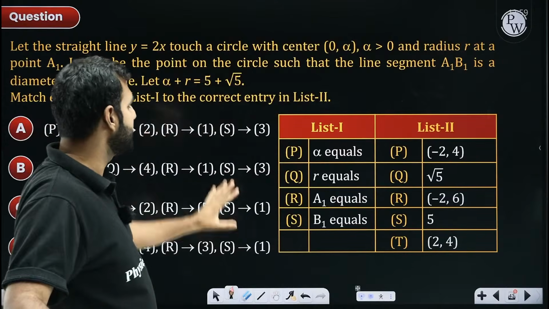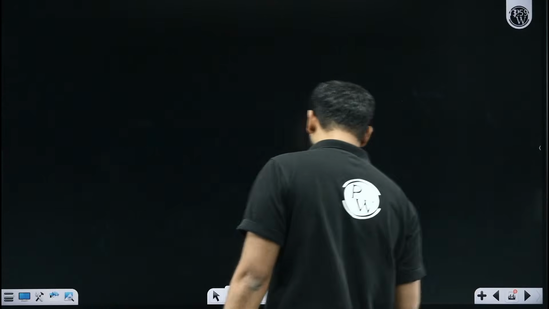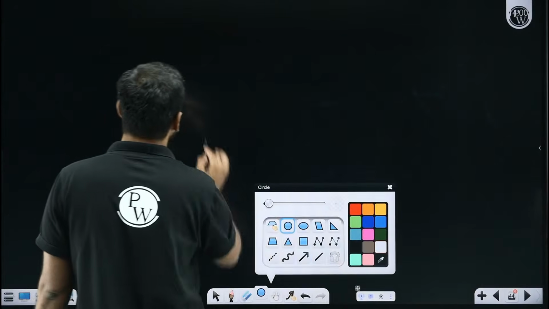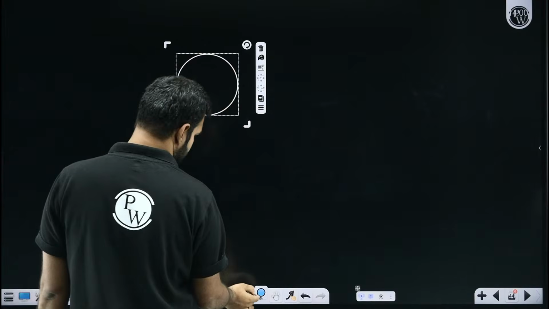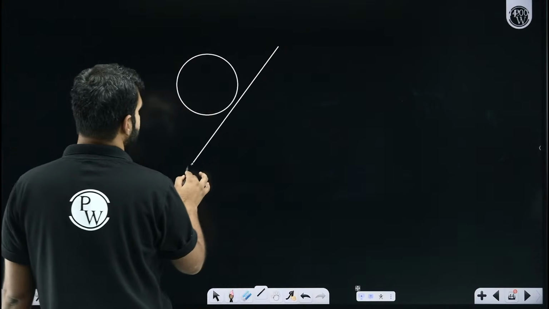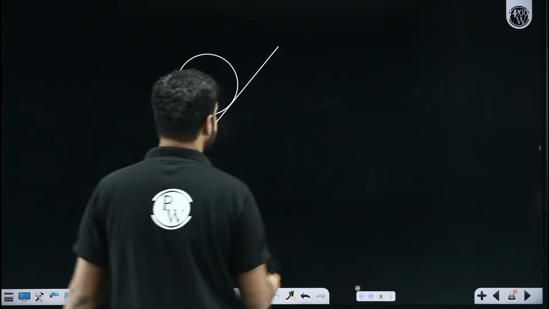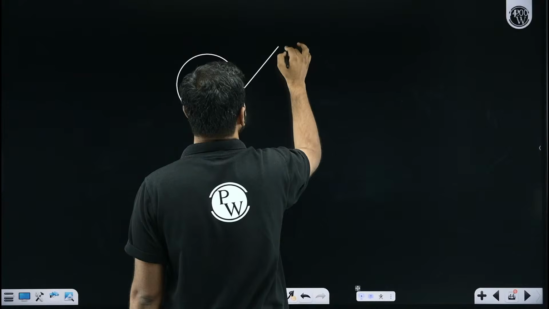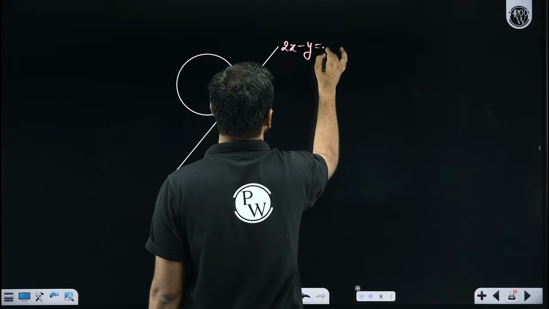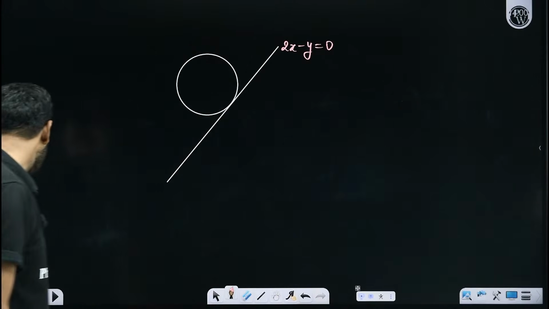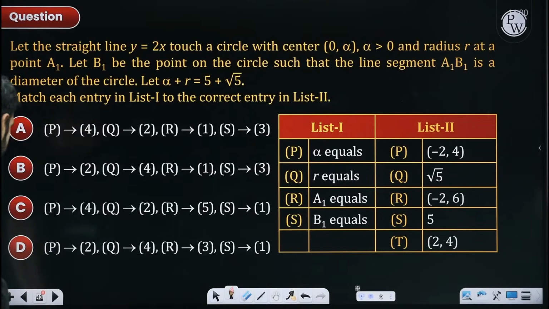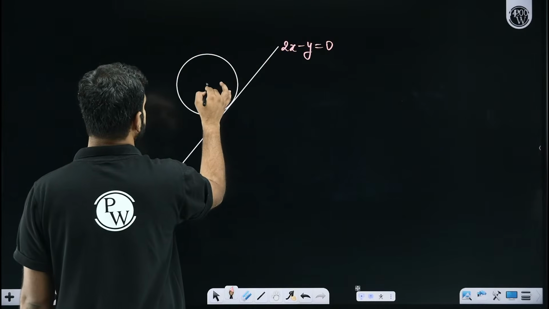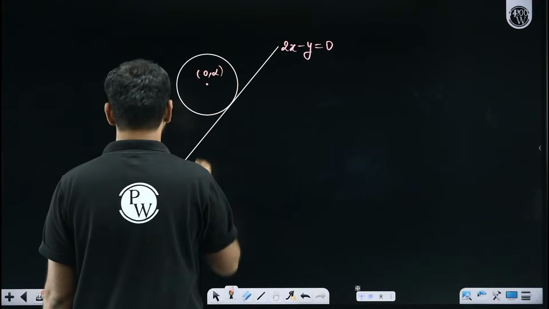Okay, we'll talk about that other data, but let me try and draw this. So first of all, there is a circle, and this circle has a tangent, which is nothing but the line y is equal to 2x, right? So I'll rather say 2x minus y is equal to 0. That's the tangent here. And this circle has a center 0 comma alpha. Alpha is positive, great.